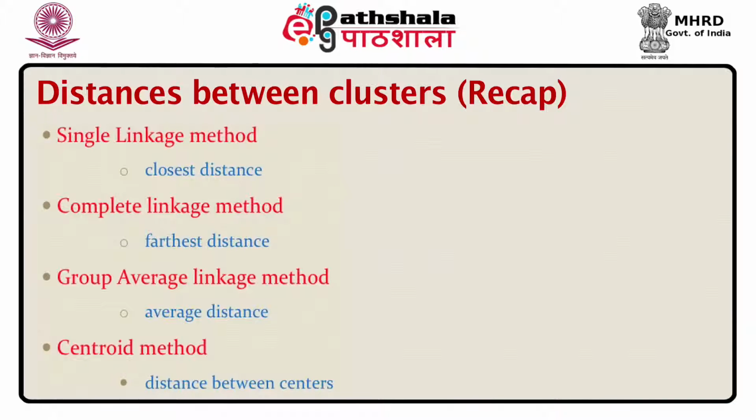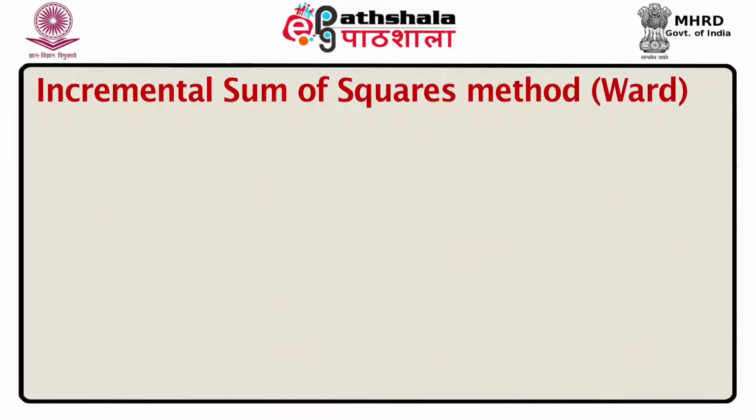And finally, we have the centroid method, which is the distance between the centers of the two clusters. In this case, the center is given by the mean of that cluster. We can also have the medoid method, where instead of taking the mean, we take the median. Now let us look at two new measures.